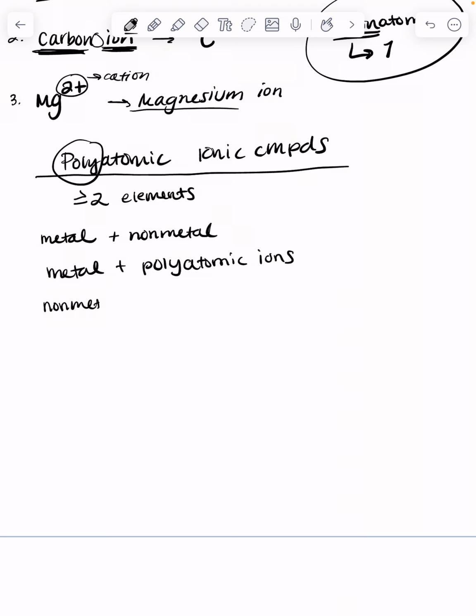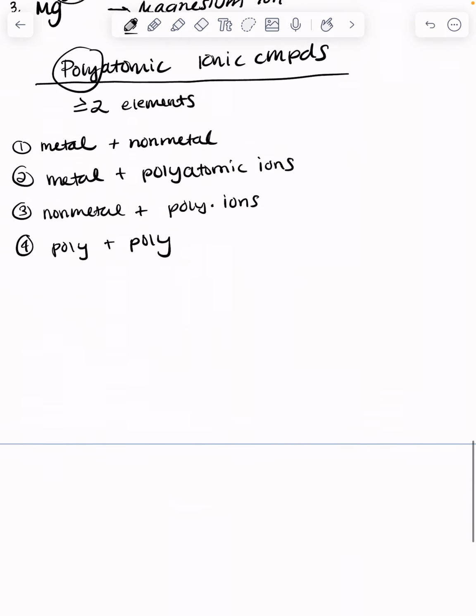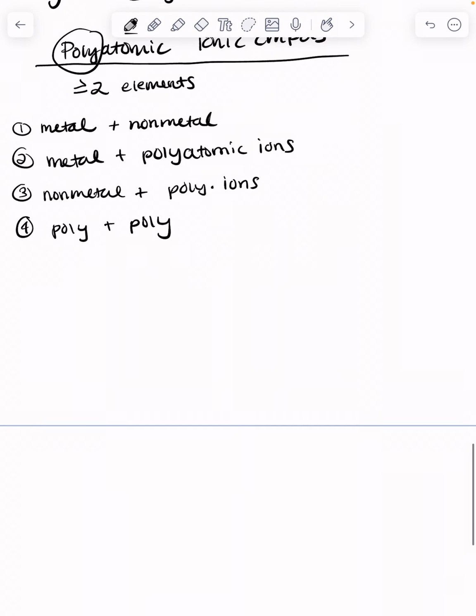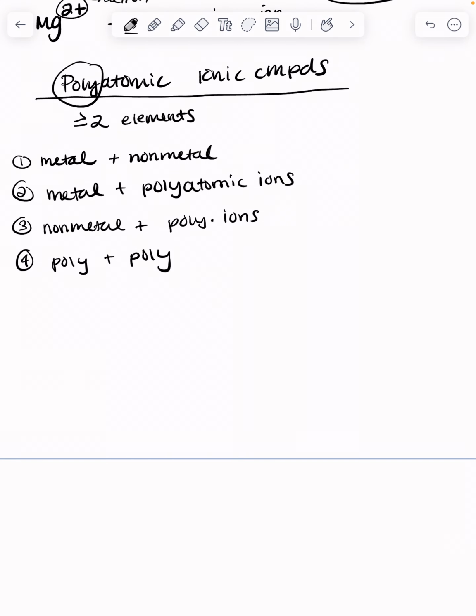It could be a nonmetal and a polyatomic ion. I'm going to abbreviate that. Or it could be 2 polyatomic ions. Poly plus poly, right? So we have 4 options of what these could look like, right? So the way to name these actually is going to play off of our monatomic ions, and it's just going to be the first word, right, is the name of your cation. So whatever your positively charged ion is, just name it. Awesome. And then your second word is going to be the name of the anion.